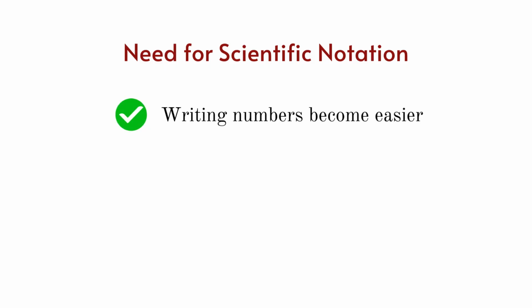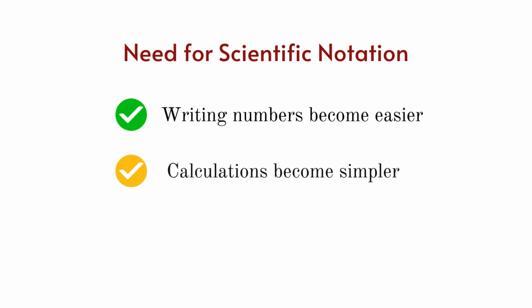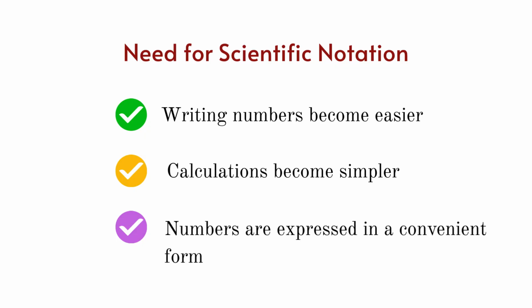So students, scientific notation has 3 major advantages. First, writing large and small numbers becomes easier. Second, calculations become simpler. And third, numbers are expressed in a compact and convenient form. That is why scientific notation is widely used in chemistry and other branches of science.